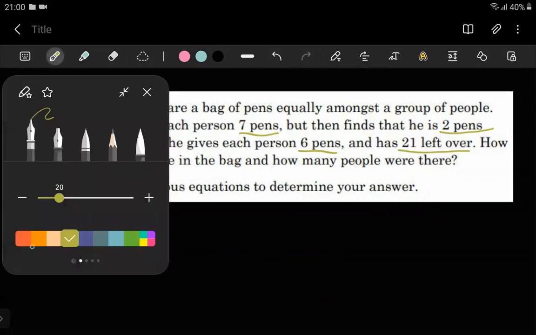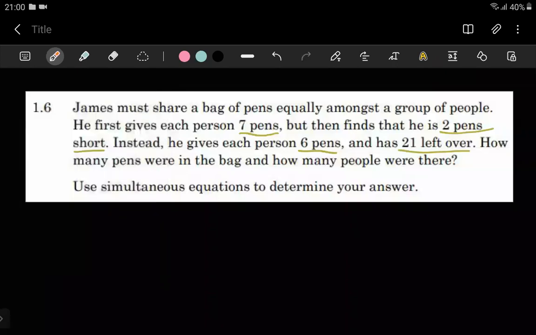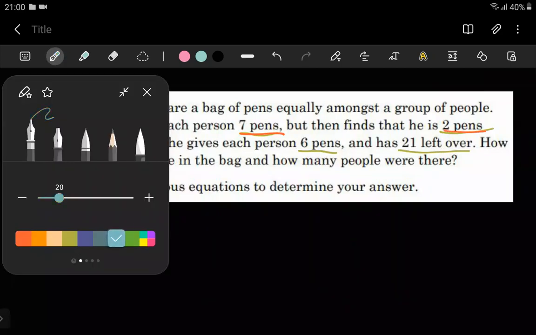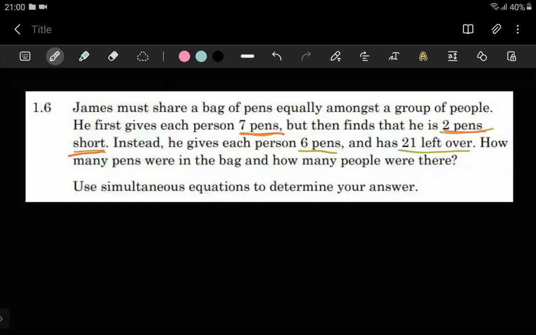So if you look at the description, we clearly had 2 scenarios. The first scenario was him giving people the pens, and he gave each 7 and was 2 short. The second scenario, he gave each one 6 and 11 were left over. So that's already going to give us an idea of what 2 equations we're going to have.